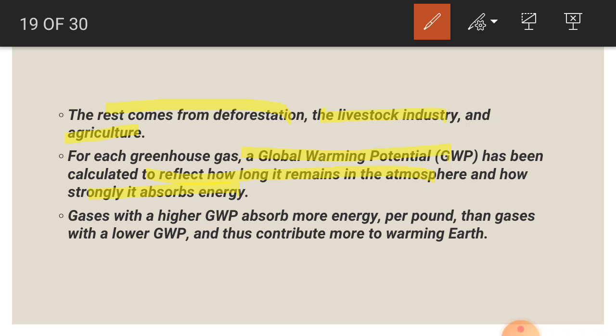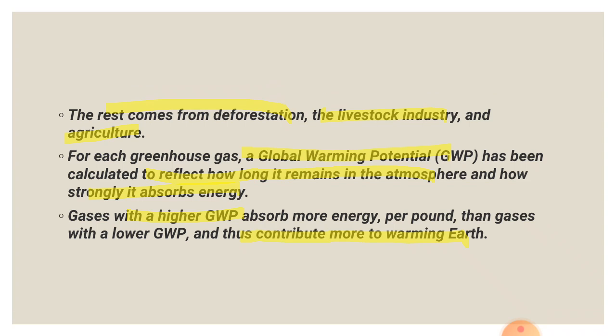All these three elements which we are given, and all the other greenhouse gases which are present in the atmosphere, they all have different capacities to absorb energy. So the gases which have a higher global warming potential absorb more energy, and they will contribute more to the warming of the earth and the atmosphere. So global warming potential shows the capacity to absorb more energy, and how they will reflect it into the atmosphere.